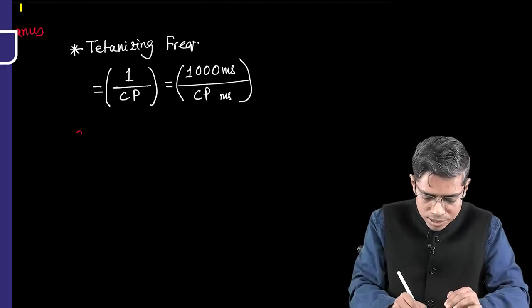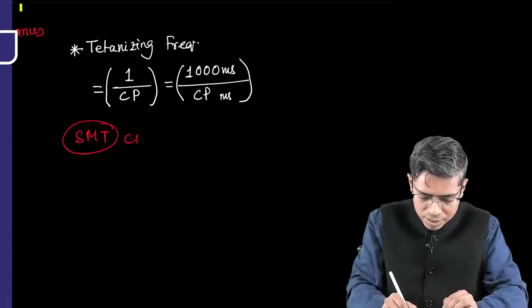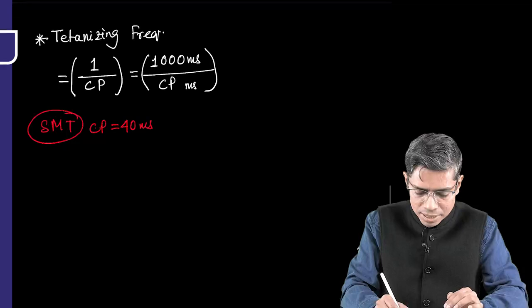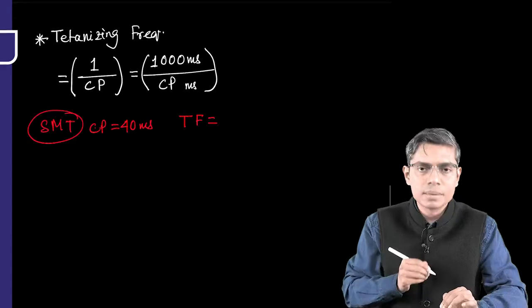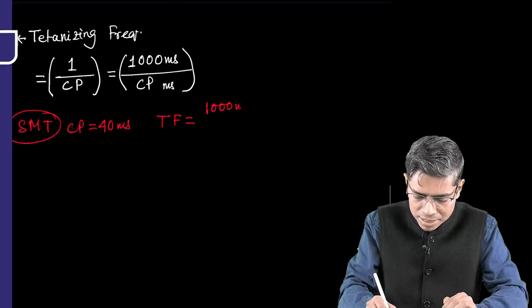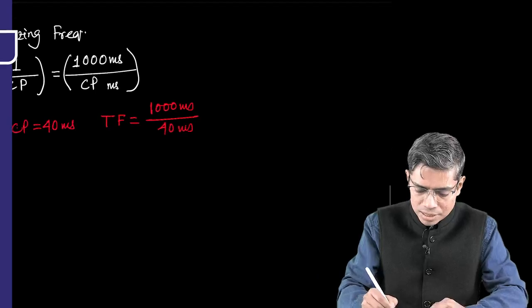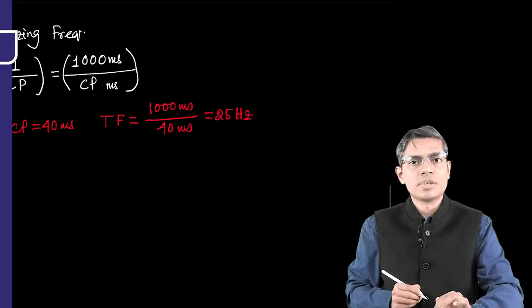Suppose I have given you a simple muscle twitch where I already told you the typical contraction period duration is 40 millisecond, right? If I want to calculate the tetanizing frequency from this simple muscle twitch, then it will be 1000 millisecond upon your 40 millisecond. So this is nothing but 25 hertz is the tetanizing frequency.